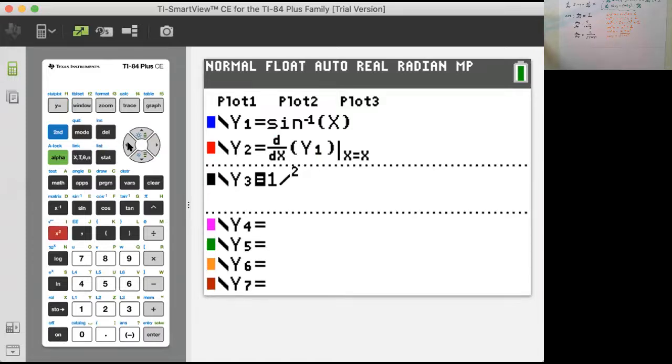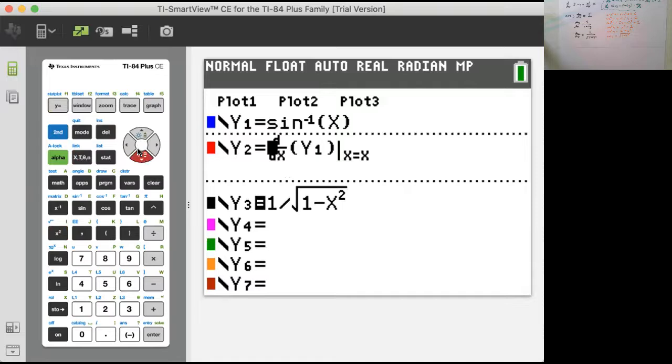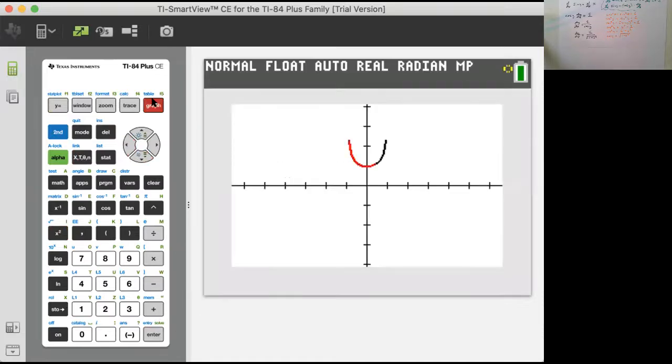Oh, that's not quite right. 1 divided by the square root of 1 minus x squared. Get rid of this thing. And now let's go ahead and graph that. That'll be black. Is that the same thing we had with red? If we turn red back on, you will notice that it graphs on top of the black function. So that's a pretty good indication that it's correct.